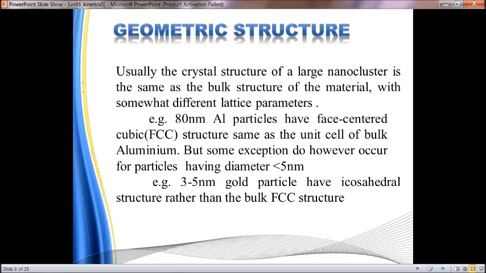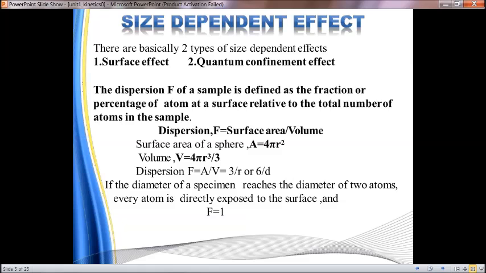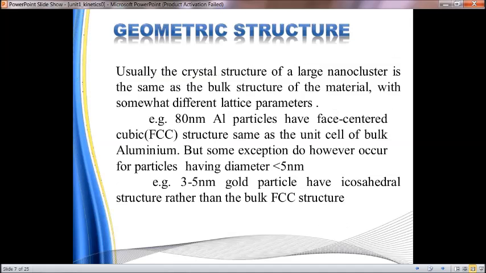Then next is geometric structures. So these are all the size dependent effects, the surface effect and quantum confinement. Then we have to see the geometric structure. Usually the crystal structure of a large nano cluster is the same as the bulk structure of the material, that is the lattice structure. Lattice structure means a well defined structure, with well arranged atoms inside it.